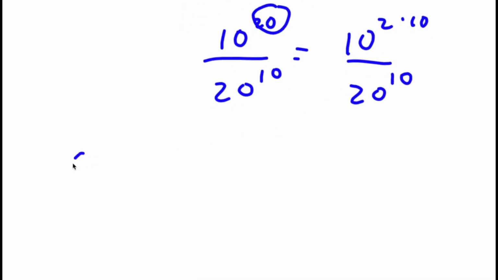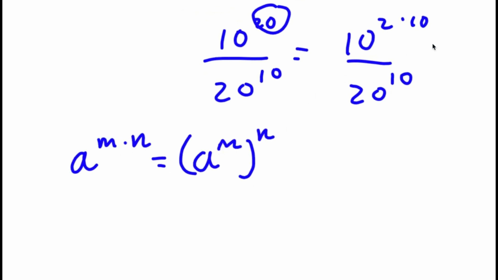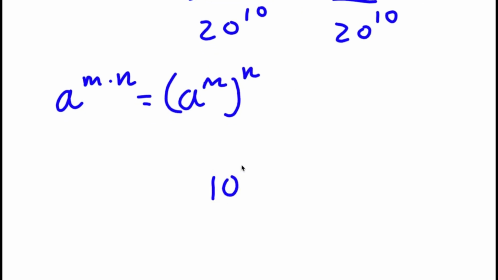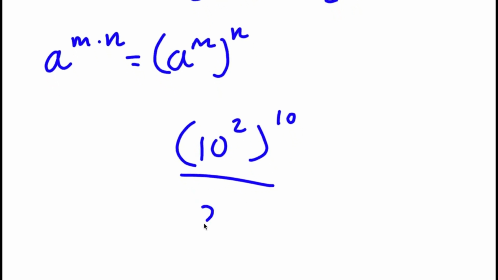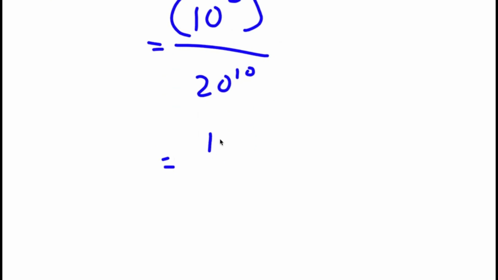Now, if I have something in the form a to the power of m times n, this is equal to a to the power of m to the power of n. So 10 to the power of 2 times 10 is going to equal 10 to the power of 2 to the power of 10. Now I have this over 20 to the power of 10. Now 10 to the power of 2 is 100. So now I have 100 to the power of 10 over 20 to the power of 10.